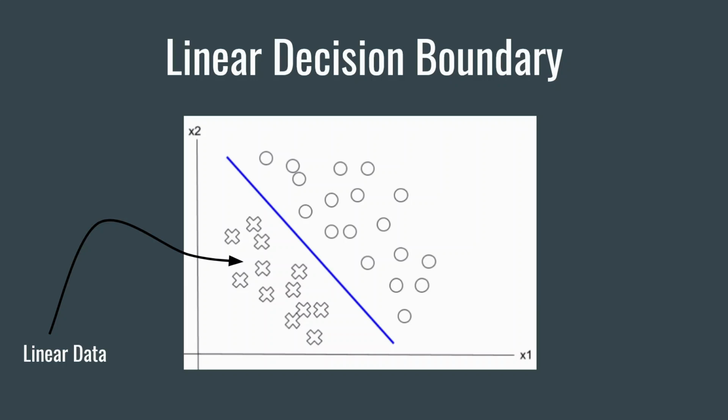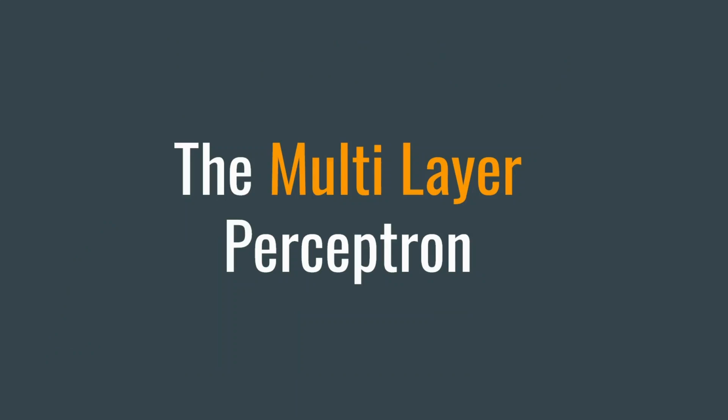It turns out that many problems of perceptron can easily be eliminated by stacking multiple perceptrons together. The resulting artificial neural network is called the multi-layer perceptron. That's all for this video. In the next video, we will talk about multi-layer perceptrons.